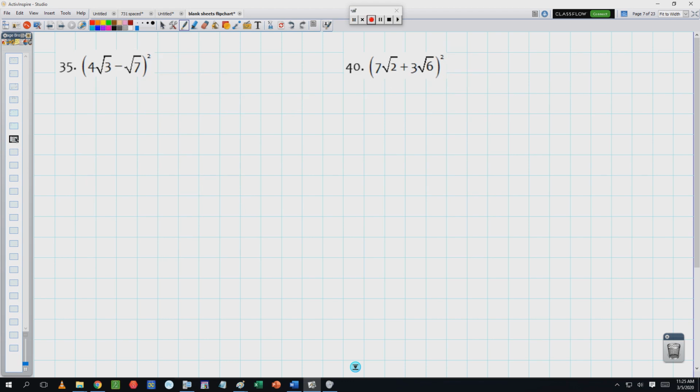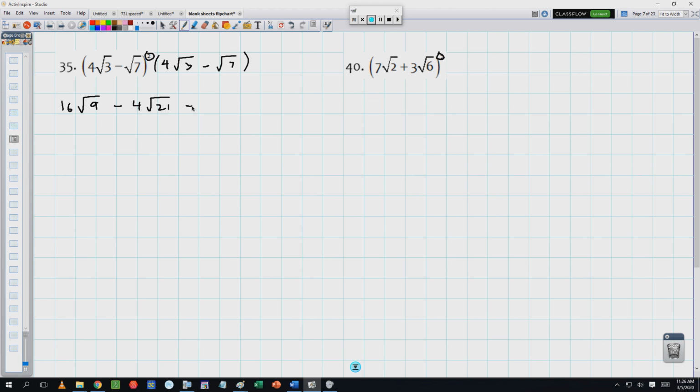Here we're foiling also. We have these squares. What I want you to do when you see these squares is I just want you to write another parentheses beside the parentheses you have. And then you'll do that first times first method. So the first times the first will be 16 square root of 9. First times second will be minus 4 square root 21.